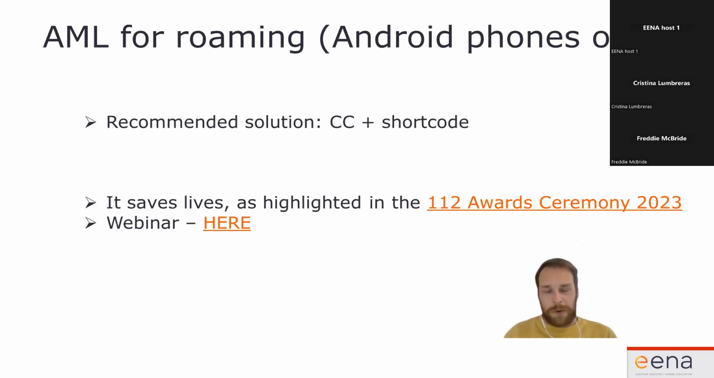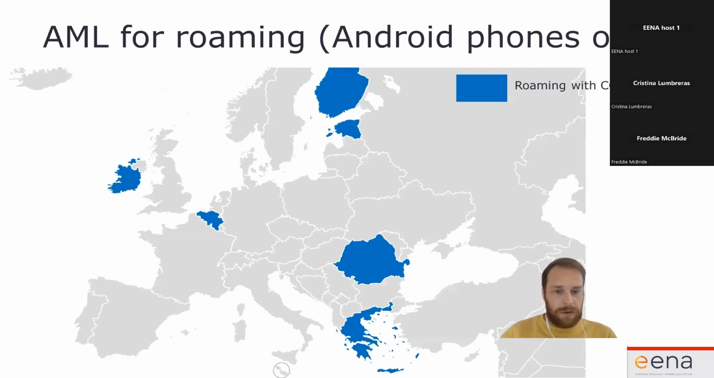Some of you were at the 112 award ceremony this year in Ljubljana a few weeks ago. There was a story in Romania, basically, where there was a Ukrainian migrant who had crossed the border and was caught in the cold and was a bit lost in the Romanian mountains at the border. He called 112 in Romania, and he couldn't describe where he was. Of course, he wasn't familiar with the area. And thanks to that solution, AML for roaming, that person could be found and could be saved and is now safe. So really, that was a really moving story, which we heard about during the 112 award ceremony. And I think this shows that this technology can work. So it's important to work on this in your countries.